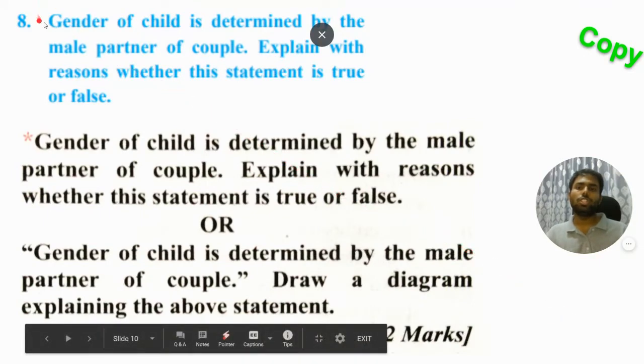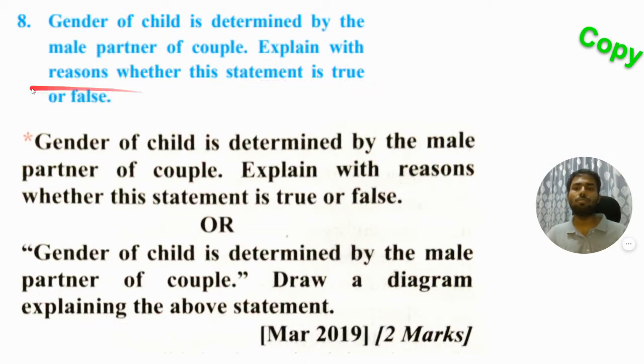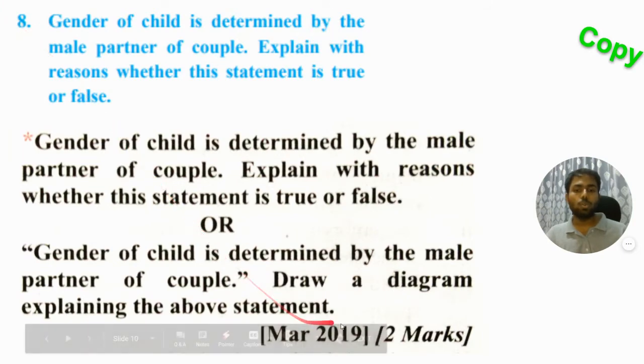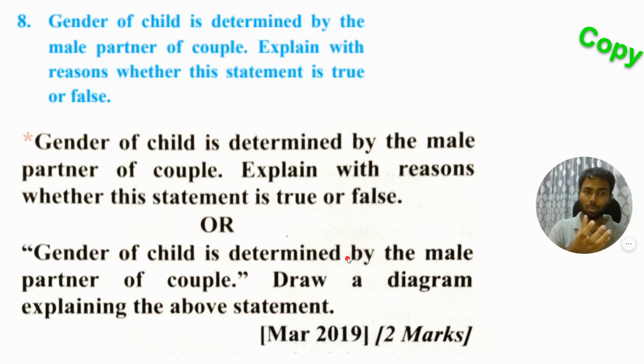Okay, next. Gender of a child is determined by male partner of couple. Explain with reasons whether this statement is true or false. So ये तुम्हारे टेक्स्ट बुक में क्वेश्चन दिया. Okay, question number 8. अभी 2019 मार्च में यानी पिछले साल के एग्जाम में इसको कैसे ट्विस्ट करके पूछा, देखो. It's the same question, but वो लोग ने टेक्स्ट बुक की भाषा यूज नहीं किया. They have used a different language. It's slightly twisted.